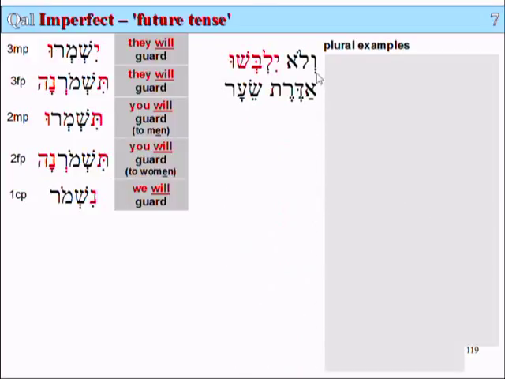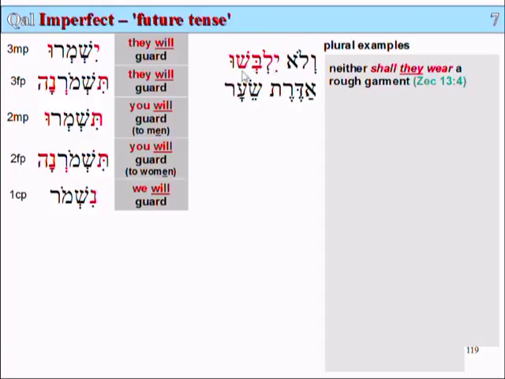First one: velo yilbashu adiret sa'ar. Velo, and not; yilbashu, they shall be clothed or wear; adiret sa'ar, clothing of hair or goat hair. Neither shall they wear a rough garment or goat-haired garment.